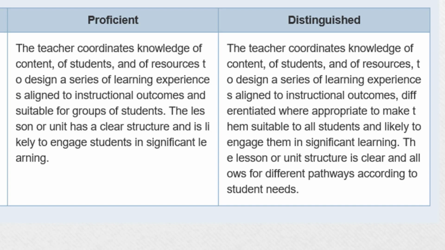Let's compare this to distinguished. The teacher coordinates knowledge of content, of students, and of resources to design a series of learning experiences aligned to instructional outcomes, differentiated where appropriate to make them suitable to all students and likely to engage them in significant learning. The lesson or unit structure is clear and allows for different pathways according to student needs. So as you can see, when we compare proficient to distinguished, the clear difference is that the distinguished lesson differentiates according to the student needs.